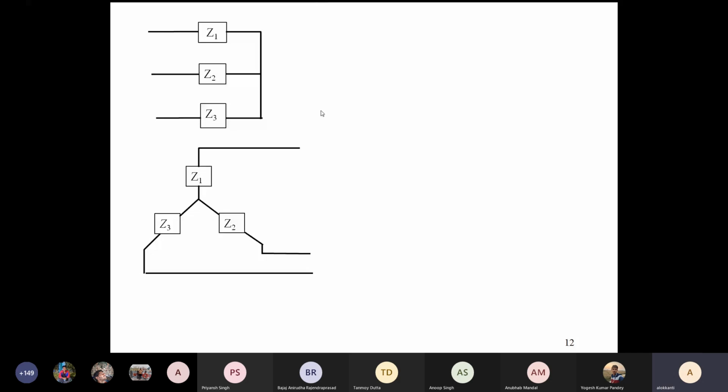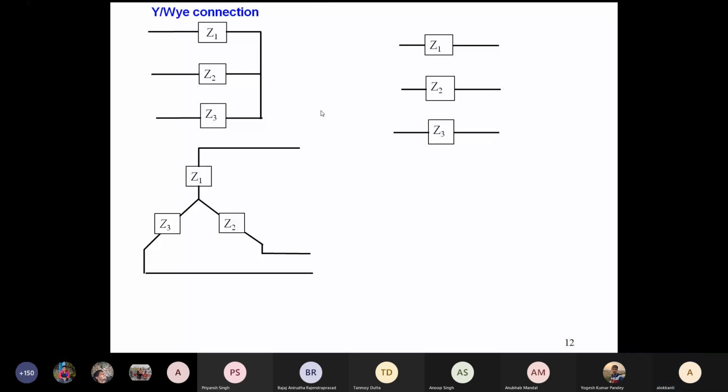This is basically star connection, but the only change is that only impedances are involved. Similarly, this is called the Y connection or the star connection. Now, if you have three impedances Z1, Z2, Z3 connected this way: the left end of Z1 is connected to the right end of Z2, the left end of Z2 is connected to the right end of Z3, and the left end of Z3 is connected to the right end of Z1. So you end up getting this type of delta connection.